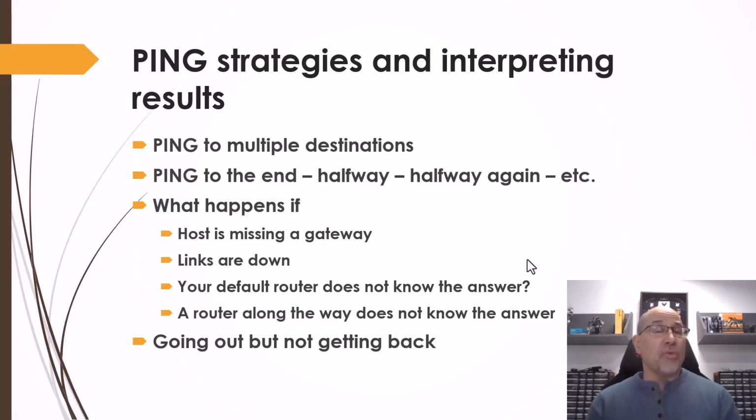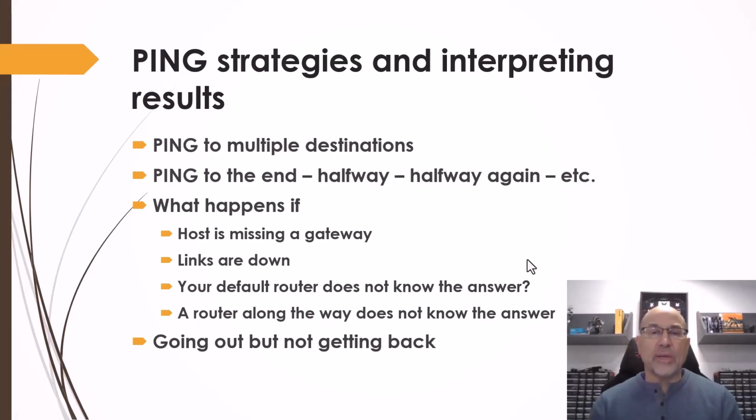So we're going to try to go over a couple of scenarios here in the demo, right? What happens when a host is missing a gateway? What happens if links are down? What happens if your router doesn't know the answer to the destination? So we'll break a couple of configurations and see what we get as a result of that. And then what happens if the router along the way doesn't know the answer. But those sort of point in the outward bound direction.